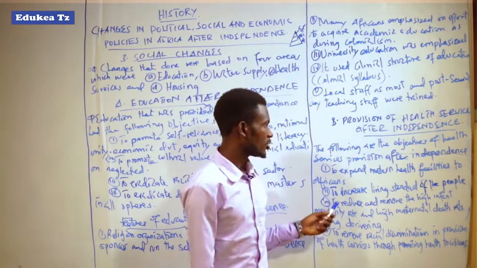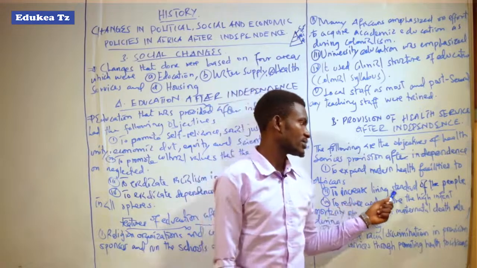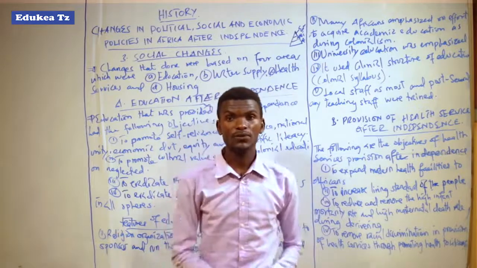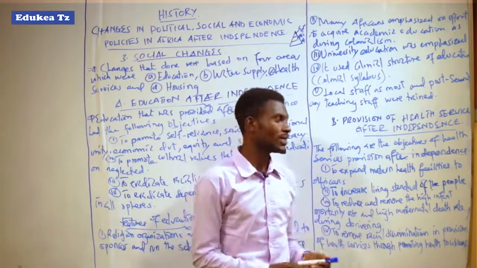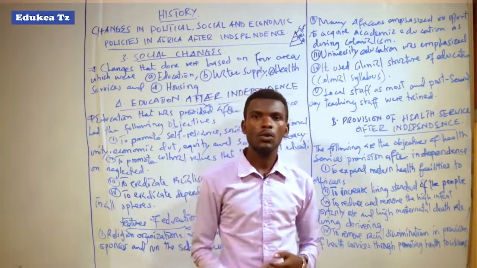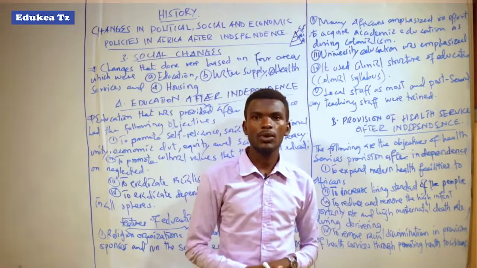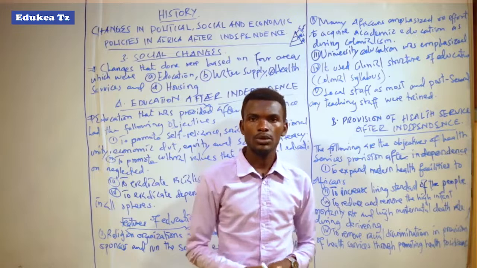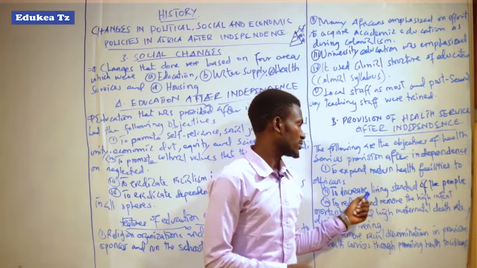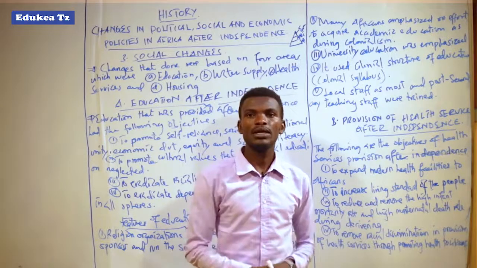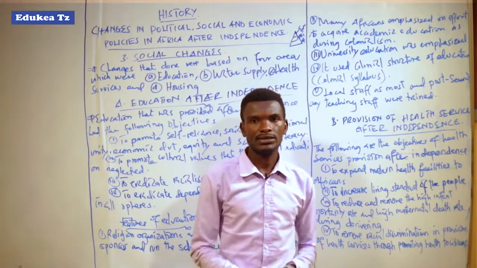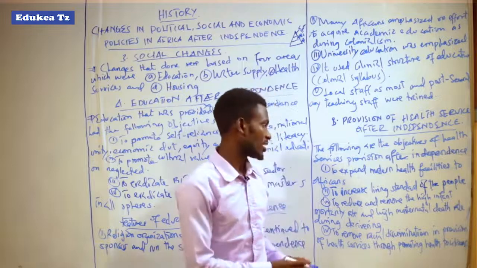Another objective was to increase the living standards of the people. It means that the living standard of the people was aimed to be increased, whereby the people will get good health. The health of the people will be improved through the provision of better health services to the Africans. So that was another objective.